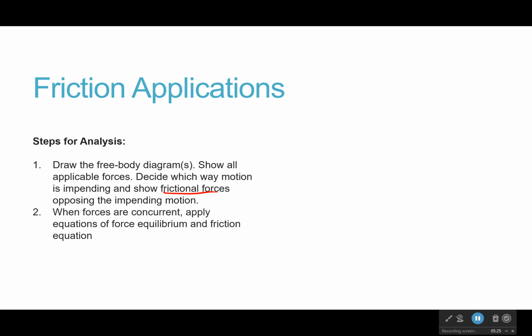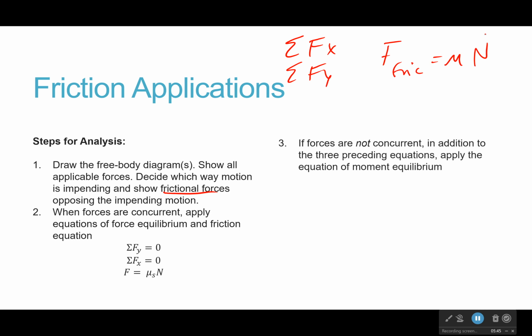When forces are all concurrent, meaning they act at the same spot, you just apply your equations of force equilibrium and the friction equation. So you get the sum of the forces in x, the sum of the forces in y, and also your new frictional force equation, which looks something like that. If they're not concurrent, you can also use your equation of moment equilibrium. That happens less in these kinds of problems, but it still happens.